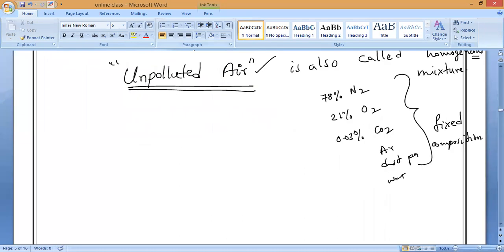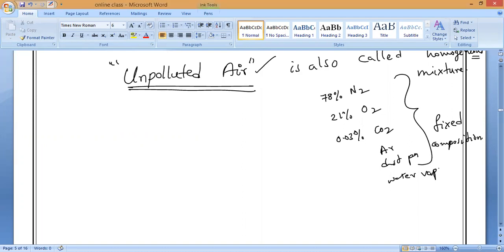But if we take polluted air, what will happen? Polluted air, more dust particles will be present, more carbon dioxide will be present. That is why it is called a heterogeneous mixture. Unpolluted air is called a homogeneous mixture. Sir, air contains water? Water vapor, not water. Okay, sir.